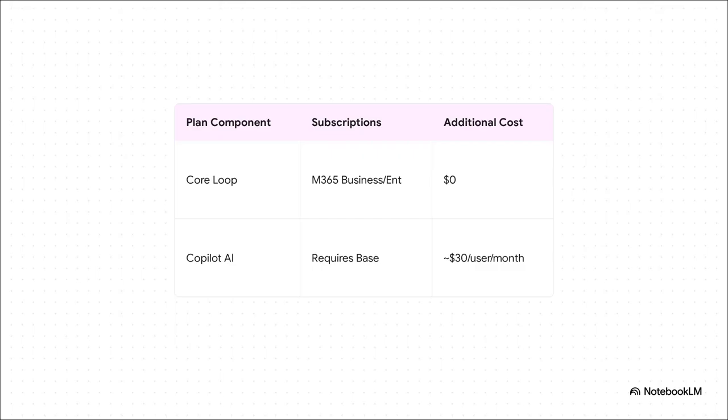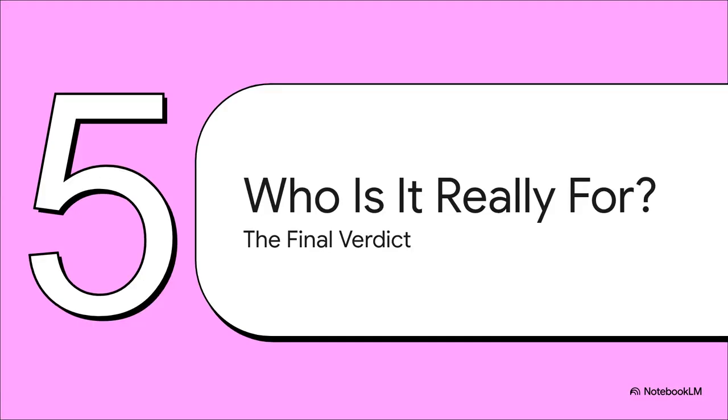So let's talk about the price tag. The good news is the core Loop functionality is probably already included in your company's Microsoft 365 subscription. That's great. But, and this is a big but, to unlock all those powerful AI Copilot features we were just talking about, that's an add-on. It requires an extra license that costs about $30 per user per month. So with all that in mind, the power, the potential pitfalls, the cost, let's get to the final question.